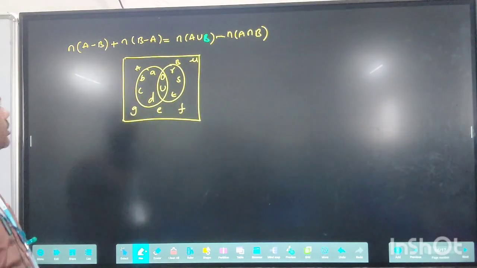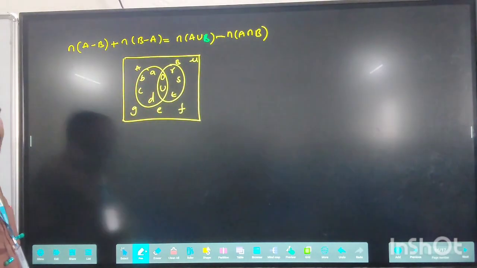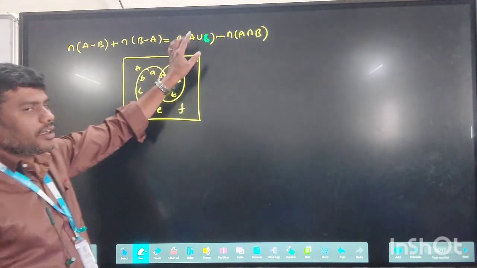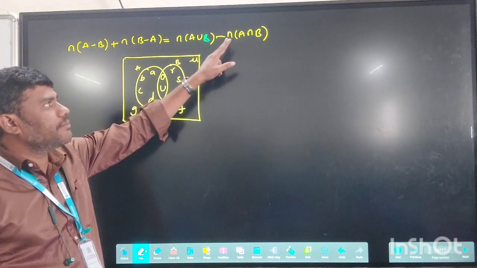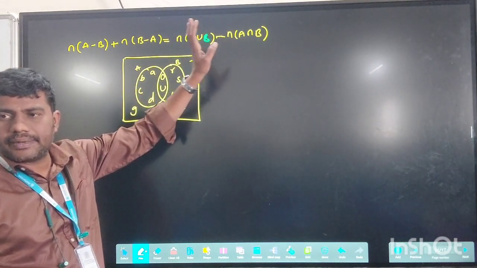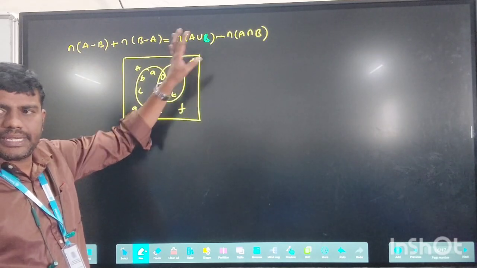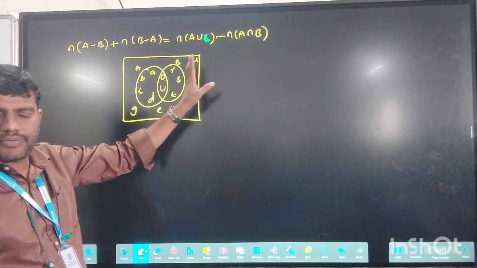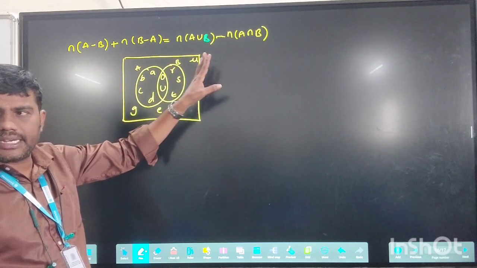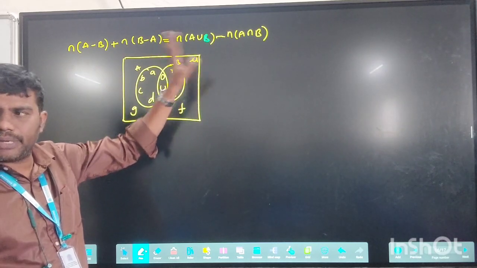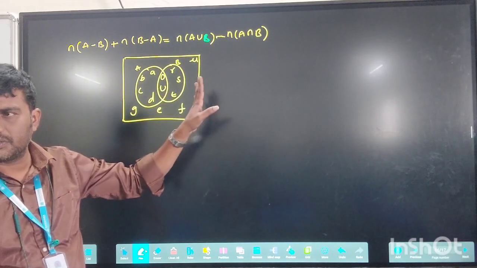Number of A minus B plus number of B minus A equals number of A union B minus number of A intersection B. First find A elements, A set, B set. After that find A union B, A intersection B, A minus B and B minus A. That process you know. Okay.